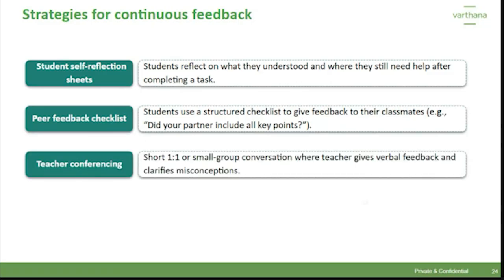Now the third strategy is teacher conferencing. It's a one-on-one or small group conversation where the teacher gives verbal feedback and clarifies the student's misconceptions during the learning process. You can take the example of a science experiment. The teacher walks through the process and asks the child, why did you choose this step? Are you going in the right direction or not? So the student can rectify their mistake immediately during the process, revisit it, and revise. That's how we use teacher conferencing.